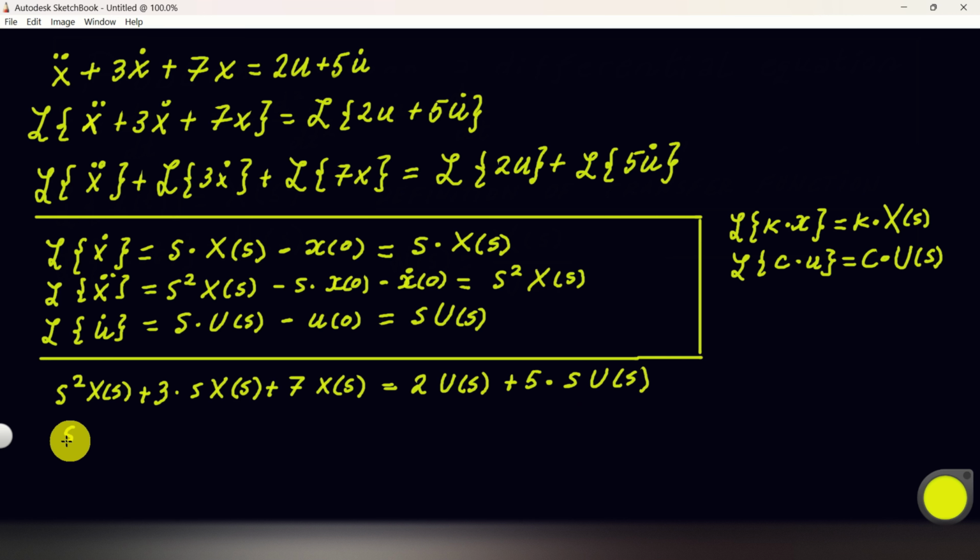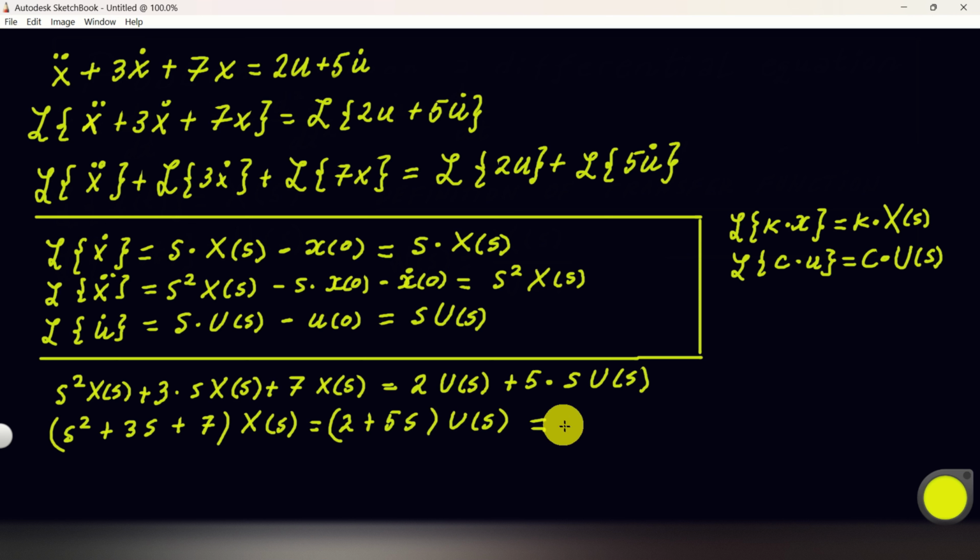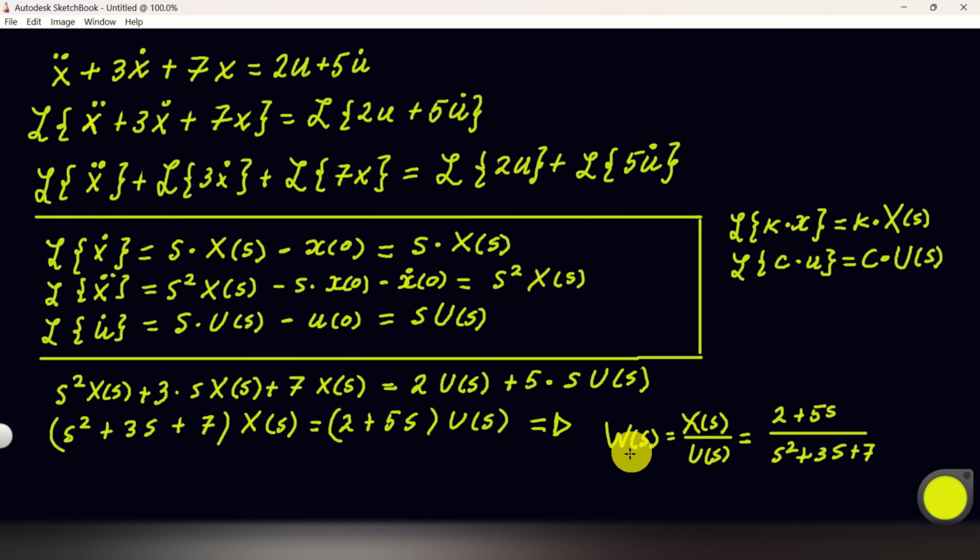From this equation, we have s squared plus 3s plus 7 multiplying X of s is equal to, on the right-hand side, 2 plus 5s multiplying U of s. And from here, we can obtain our transfer function W of s, which is equal to X of s over U of s. It is simply, in the numerator, 2 plus 5s, and in the denominator, s squared plus 3s plus 7. And that's it. This is the final solution.